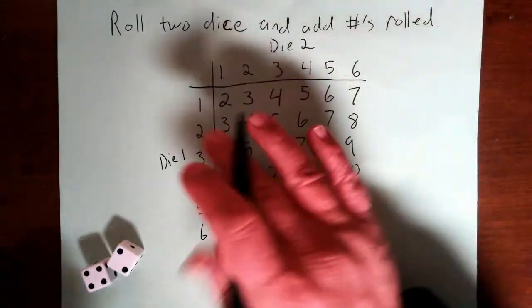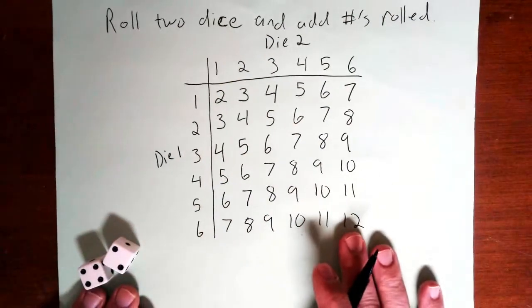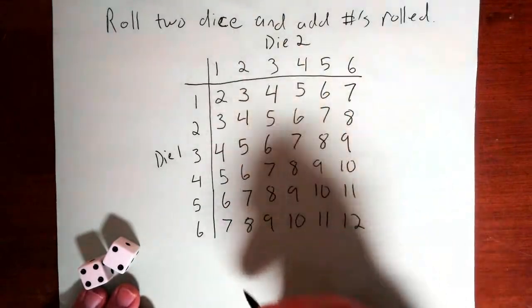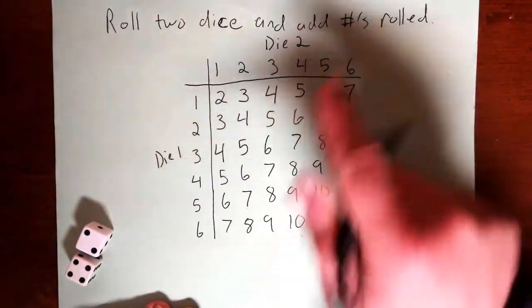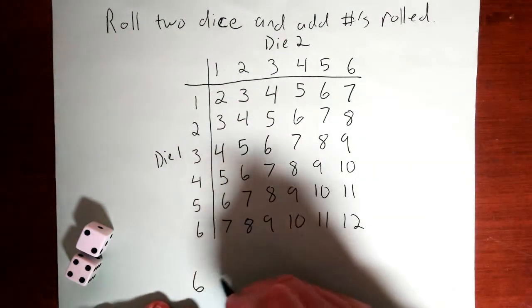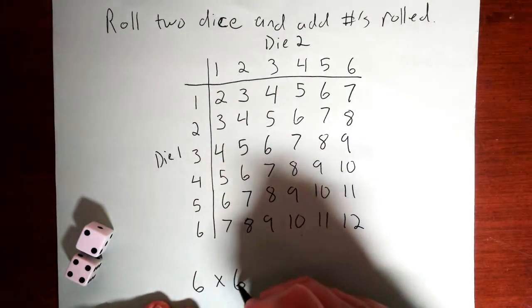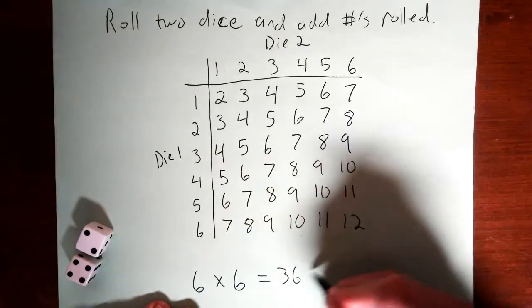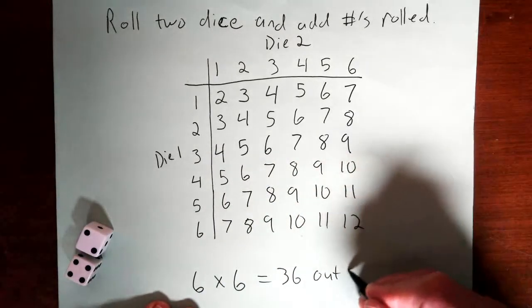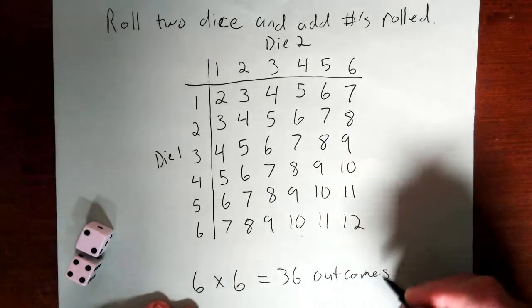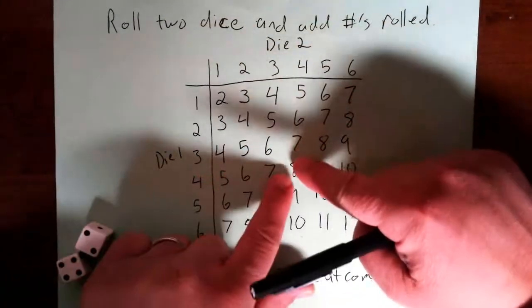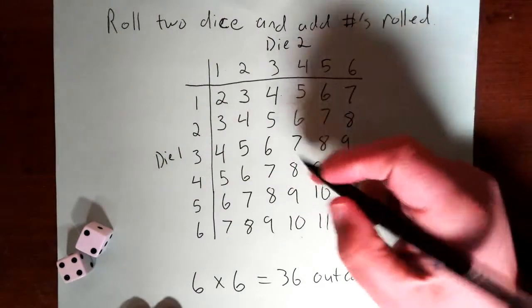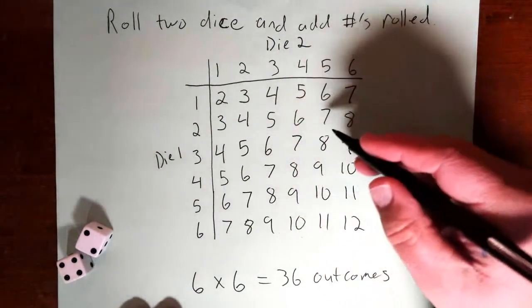Okay, so this represents my sample space, this table. And there's actually 36 outcomes. It's like a 6 by 6 square. And if I take 6 times 6, I get 36 outcomes. So each of the numbers in here represent one of the possible rolls. And so each number in here is an outcome.